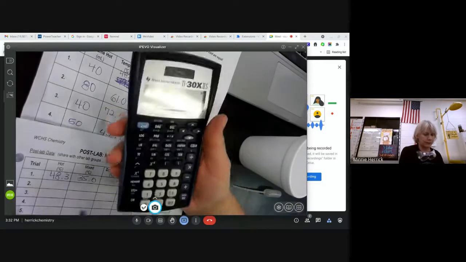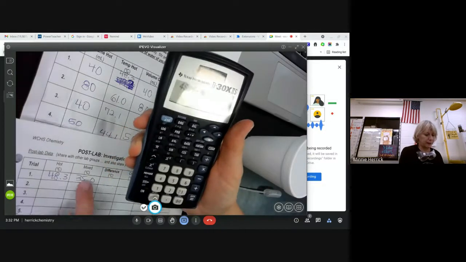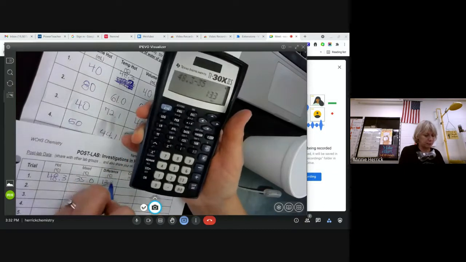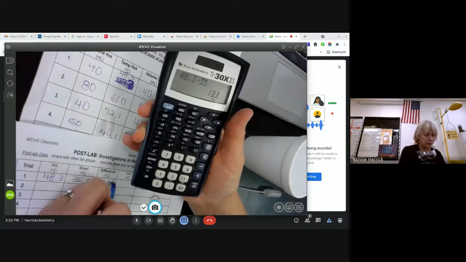So we're going to take 48.3 and subtract it from the final temperature 35, and that is 13.3 degrees different. The temperature went down 13 degrees.